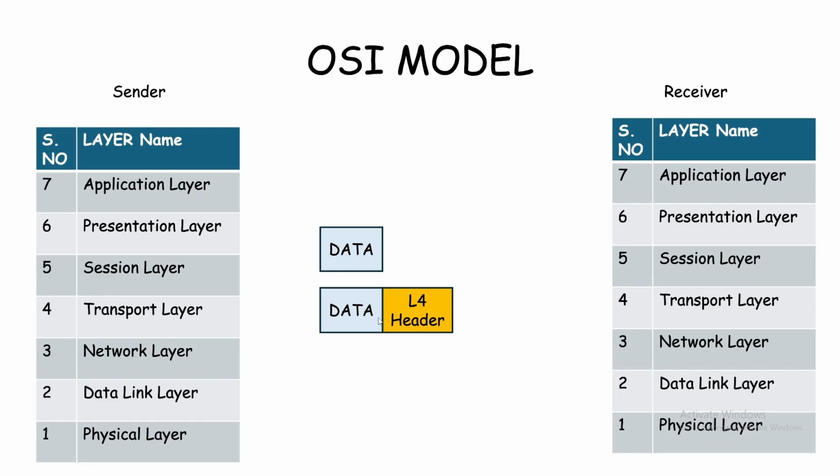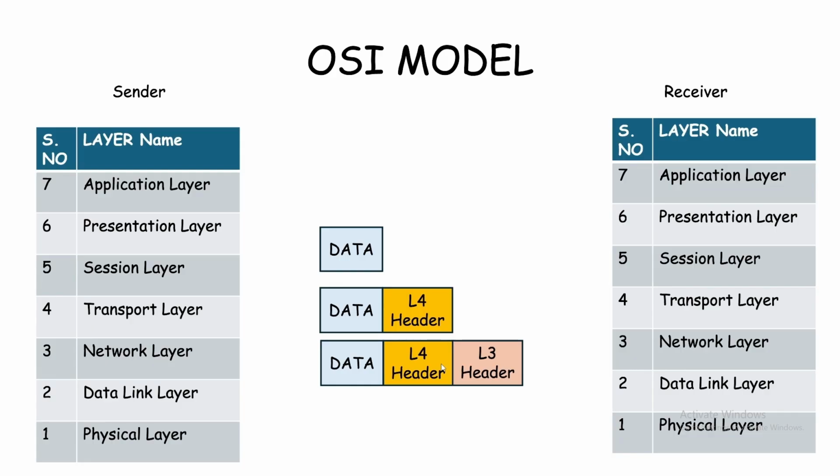After adding the L4 header to the data, it moves to the network layer. At this stage, we call this data a segment. Then moving to the network layer, here we will add an L3 header. In the L3 header we usually add the source IP address and destination IP address, so that the destination will identify its packet. If it belongs to it, it will take it. If not, it will discard it. At this stage the data is called a packet.